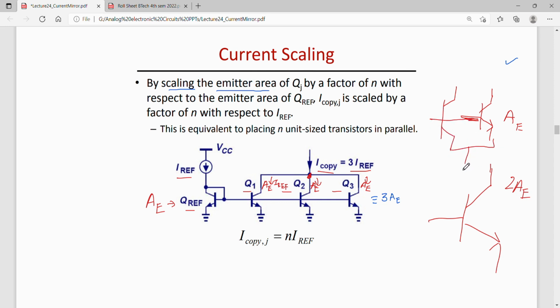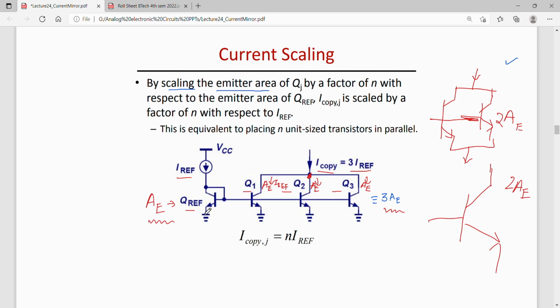That is tying their emitters, collectors and bases. So this way one can achieve a bigger transistor. So this transistor now has an emitter area of 2AE. Now when it has a bigger emitter area, it will draw larger collector current or emitter current. So these 3 transistors represent a single big transistor which has 3 times the emitter area in comparison to the emitter area of the reference transistor.